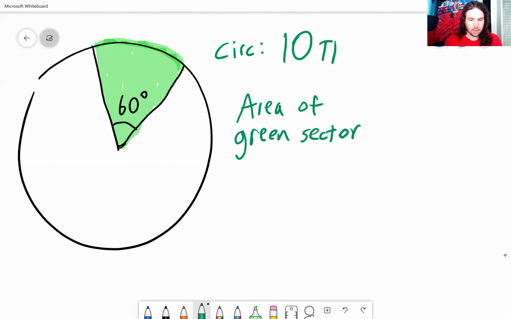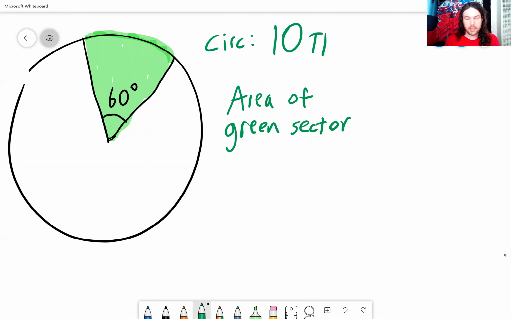Anyway, we're going to solve this exactly like we're going to solve arc length. It's just that instead of finding a fraction of the circumference, we are finding a fraction of the area. So 60 over 360. Right? We have 60 degrees. There are 360 degrees total in a circle. And we're going to multiply that by the area of the whole circle, which is pi r squared.